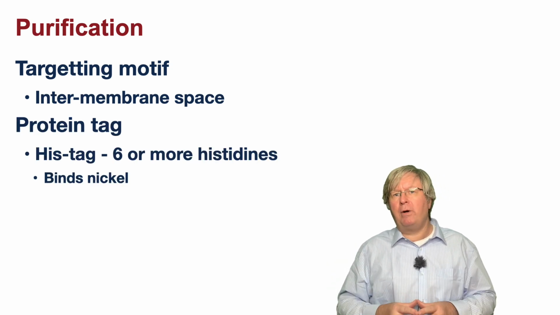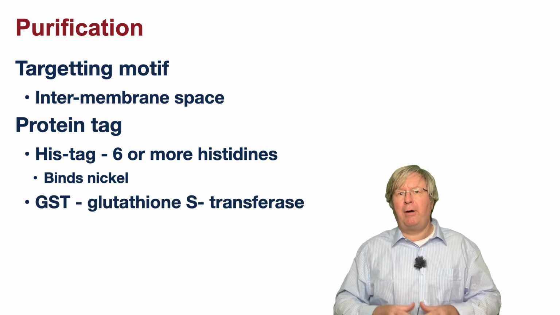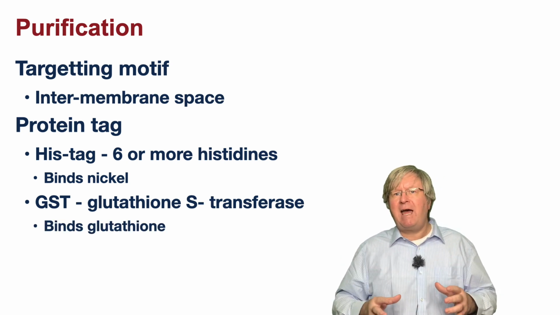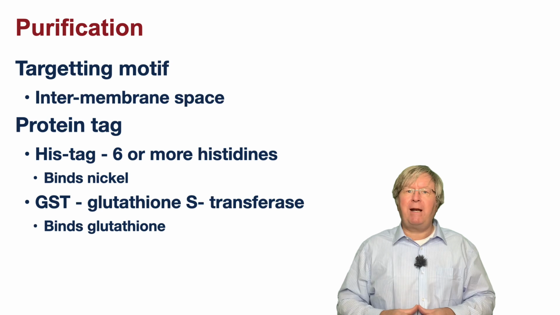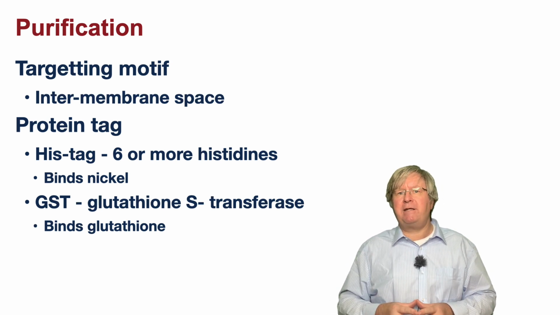In the other approach, we tag the protein either with a His tag, which is just a series of 6 or more histidines on the N or C terminal, or we add a protein called GST, which stands for glutathione S-transferase, to the N terminal. In both cases, the tag is added in the expression plasmid as the DNA at the start or end of the DNA we wish to express.